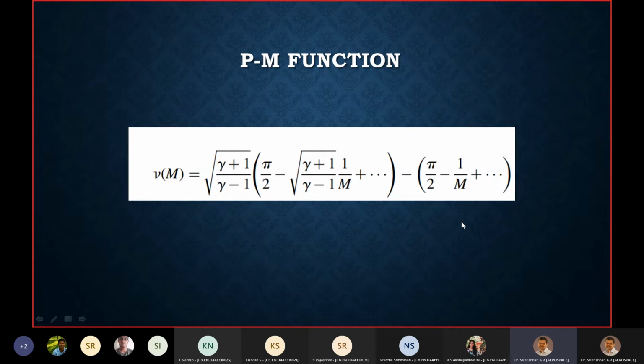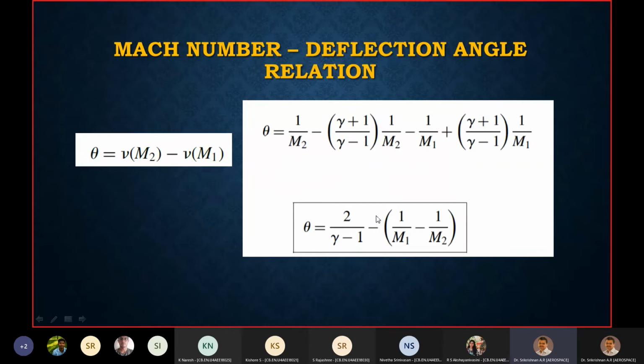the whole Prandtl-Meyer expression, I have just written the intermediate step here, which eventually leads to theta being equal to nu of m2 minus nu of m1, which can be written finally as 2 by gamma minus 1 times (1 by m1 minus 1 by m2), which is a fairly straightforward relation, particularly as compared to how it used to look in the beginning. So as Mach number tends to infinity, the flow deflection angle theta can be written as 2 by gamma minus 1 times (1 by m1 minus 1 by m2).